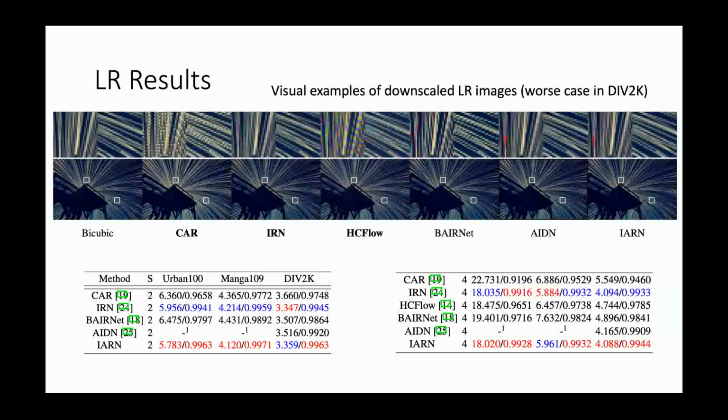Additionally, these models are also learned to generate low resolution results. So it's important to get high visual quality with those. And our model is the best quantitatively, as shown in the tables there. And also visually, in the worst case of DIV2K, our result is the one with the least amount of false color artifacts.